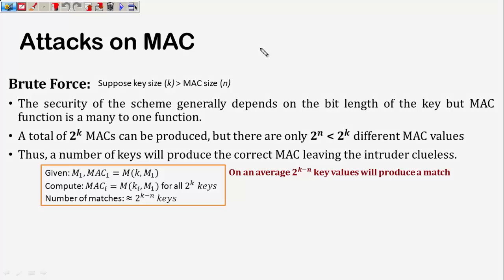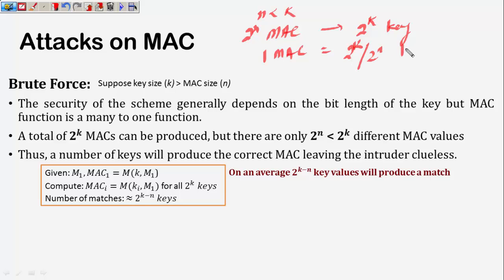So what this essentially means is that N is less than K. So 2 raised to the power N MACs would be generated, which will correspond to 2 raised to the power K keys. This is a large value, this is a small value. So we can say that one MAC will be represented by 2 raised to the power K divided by 2 raised to the power N keys, which is equivalent to 2 raised to the power K minus N keys.